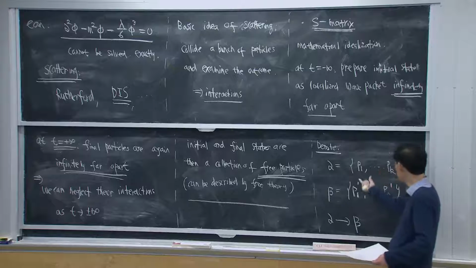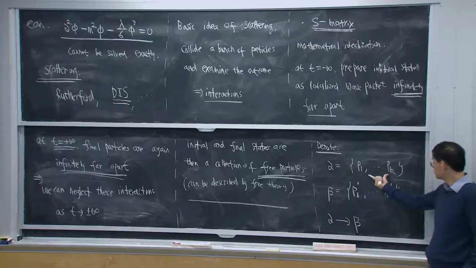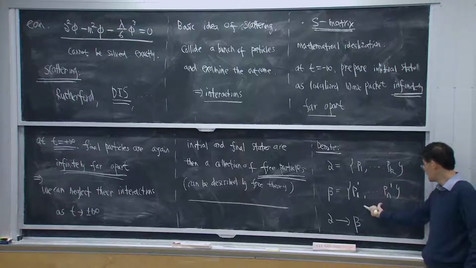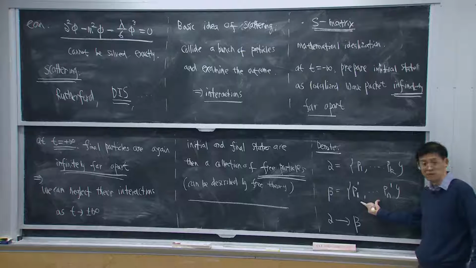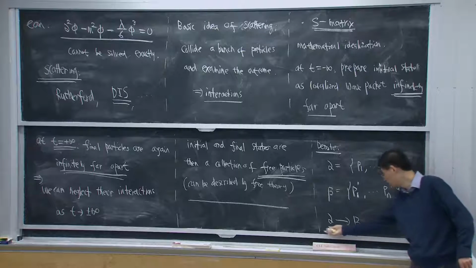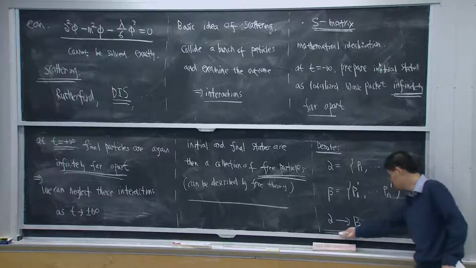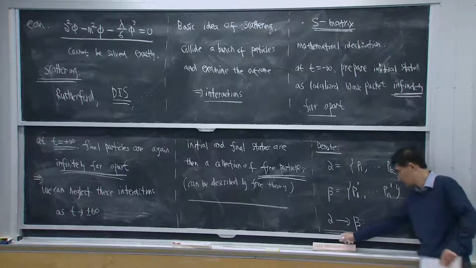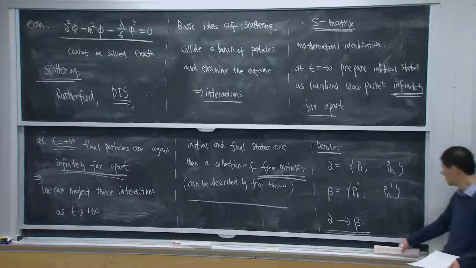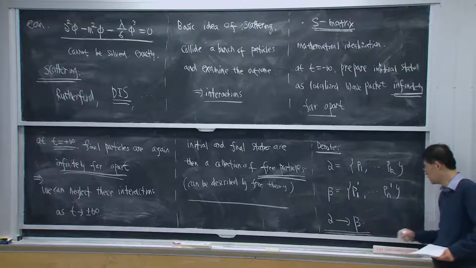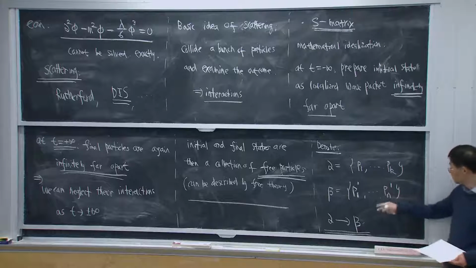You start with a bunch of particles at t equal to minus infinity with those momenta, and then at t plus infinity you observe some other particles with those momenta. Then we want to understand the transition amplitude between them. That's what the experiment measures. From here, of course, you get the cross section, etc., but this is a more fundamental object.